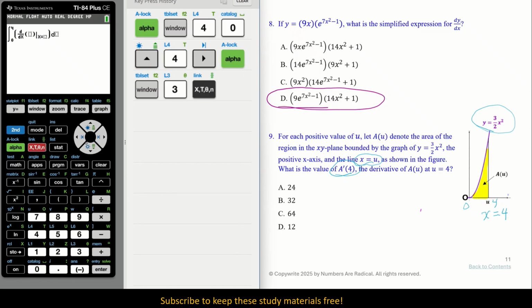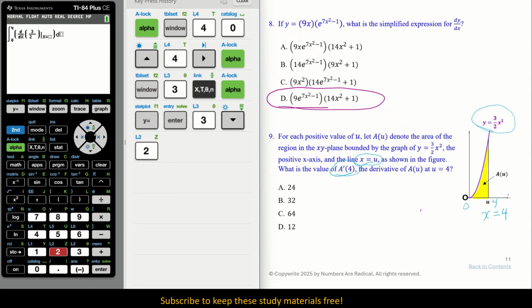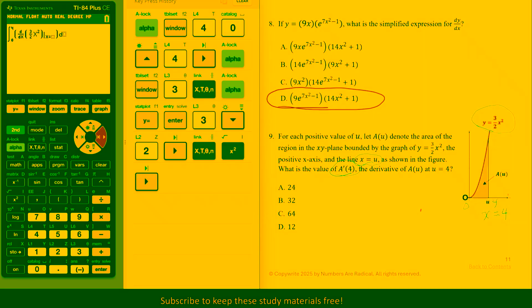We have x, then you go over and you're going to use your curve. We need to put in our curve. So that is alpha y equals, number 1's what we want, 3, arrow down 2, then go over, put in your x squared. Now, this is where we want it general. You don't want to put in a 4 here, which is generally what we would do. You're not going to do that.